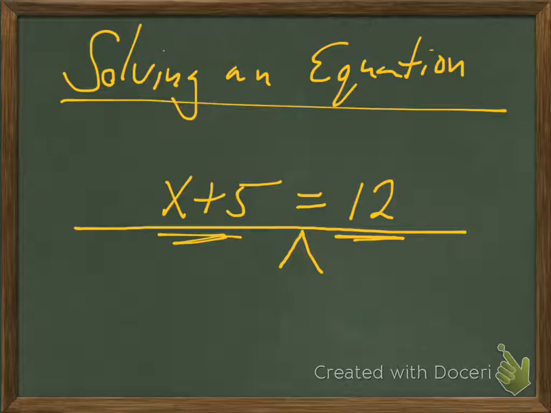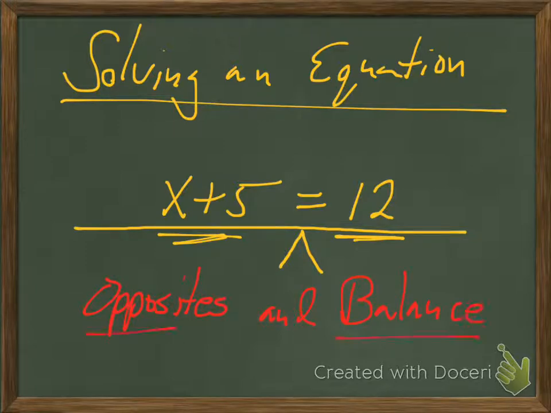When we solve an equation, it's just like that. We're going to use the idea of opposites, and we want to keep the idea of balance. Whatever we do to one side, we're going to do to the other.